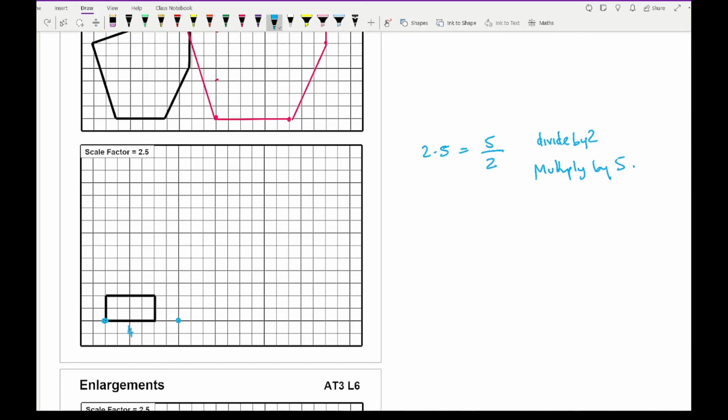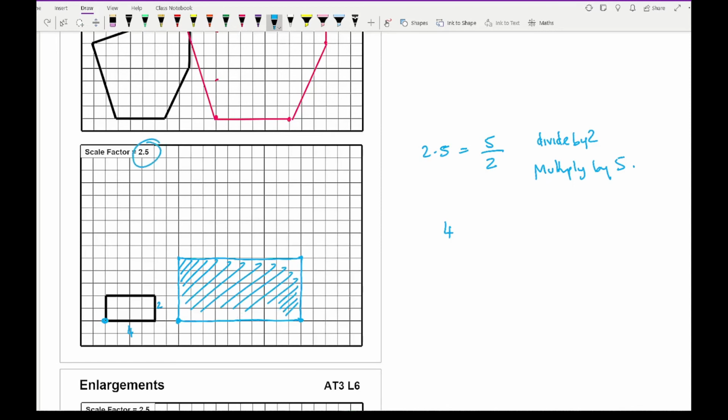So here I've got 4. So 4 divided by 2 is 2, times 5 is 10. So I'm going to go 10 across, that's 5, and then we've got another 5, which is there. And then rather than going 2 up, I'm going to be doing 2 divided by 2, which is 1, times 5 is 5. So then I do that, and all I then need to do is join those points up with those two lengths, and there is our enlarged shape. So it's just a case of being comfortable with decimals and fractions.